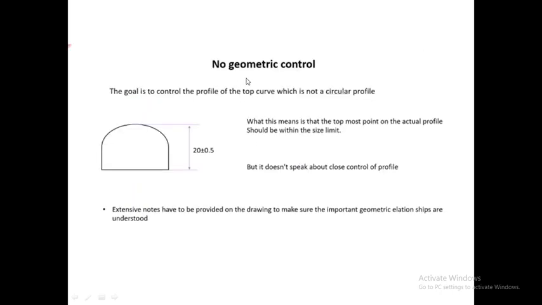The fourth problem is no geometric control. The goal is to control the profile of the top curve, which is not a circular profile. What this means is that the topmost point on the actual profile should be within the size limit, but it doesn't speak about close control of the profile. Extensive notes have to be provided on the drawing to make sure important geometric relationships are understood.